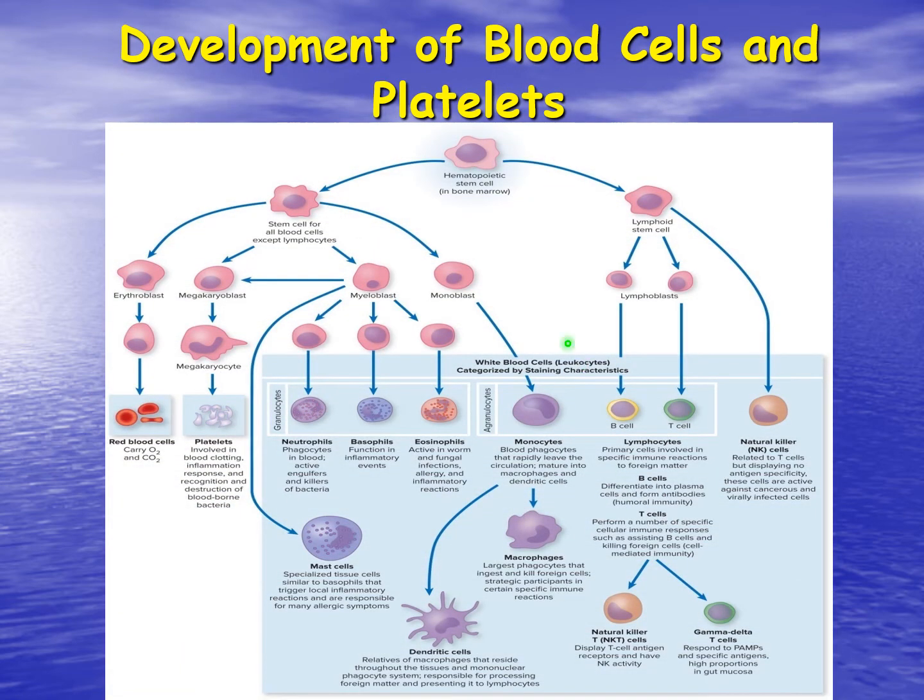So the hemopoietic stem cell can become a stem cell for erythroblasts that become the erythrocytes, the megakaryoblast, which become the platelets, or myeloblasts, which become our granulocytic white blood cells, the monoblast becoming the monocyte that becomes the macrophages, dendritic cells, and other specialized macrophage cells, and the lymphoid stem cell, which will give rise to our B lymphocytes, T lymphocytes, and our natural killer cells.